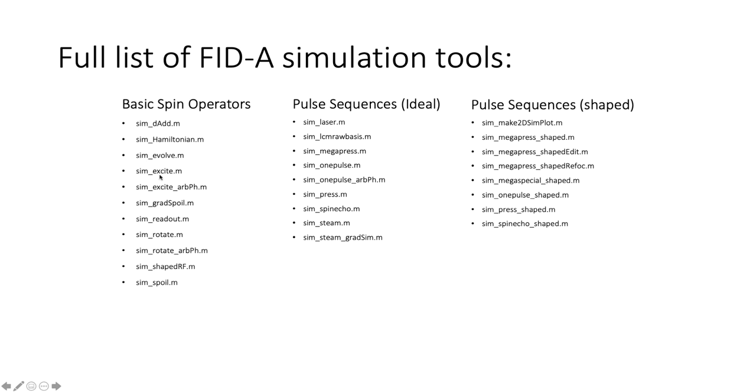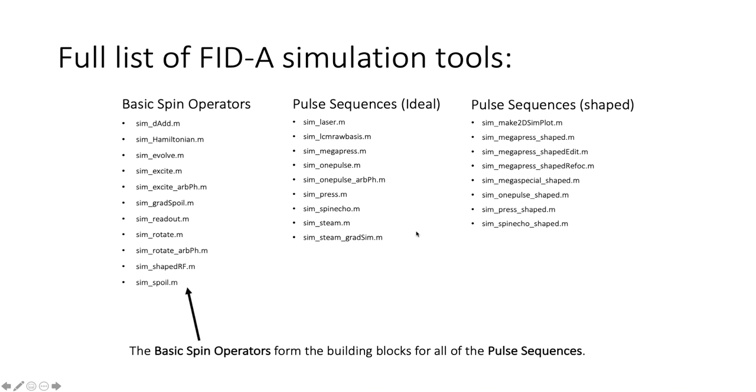As I mentioned earlier, the FID-A simulation toolbox consists of a list of basic spin operators such as excitation and readouts and rotations, as well as a list of pulse sequences. And so these basic spin operators are what form the building blocks of these pulse sequences, and we can use these to do lots of different types of simulations.